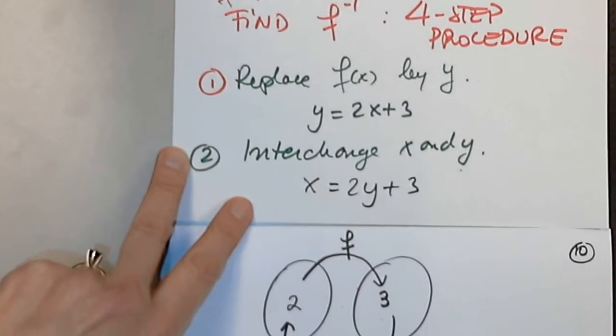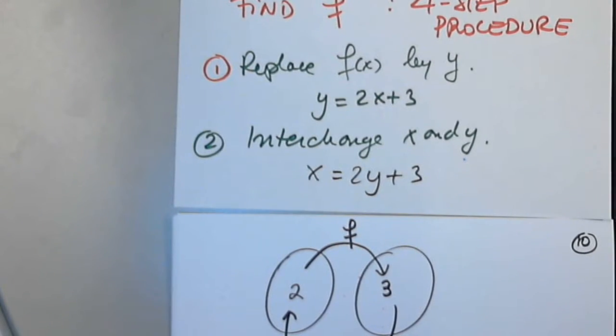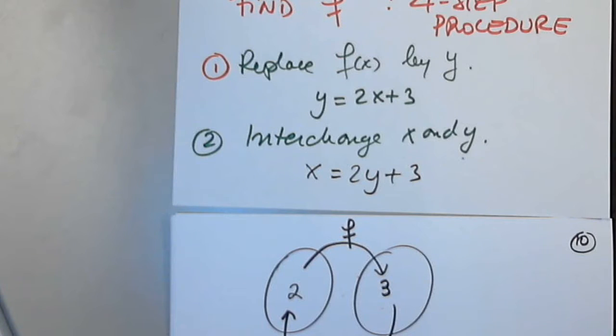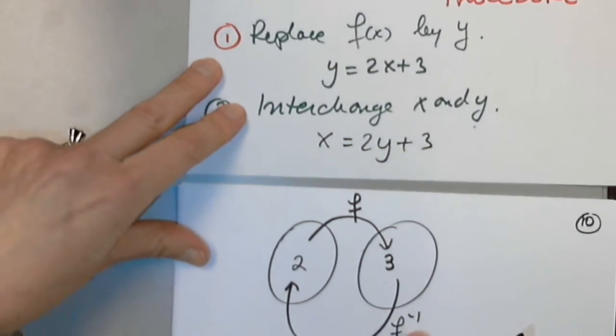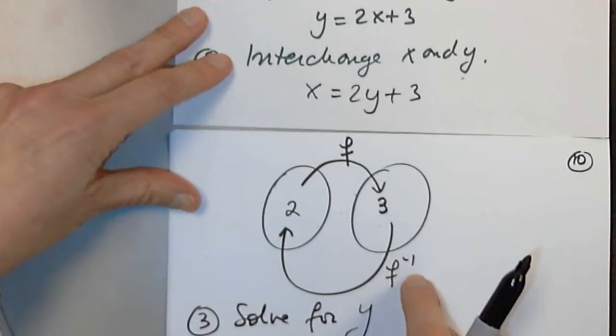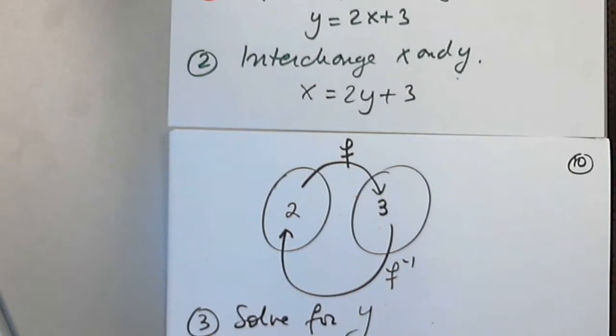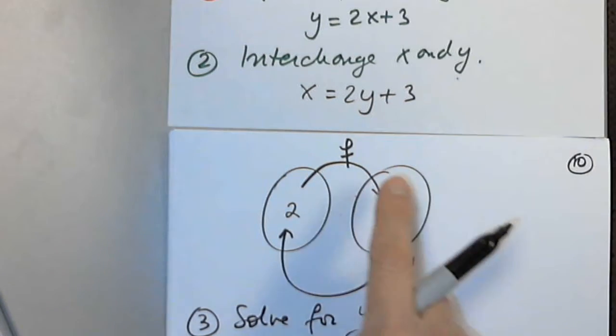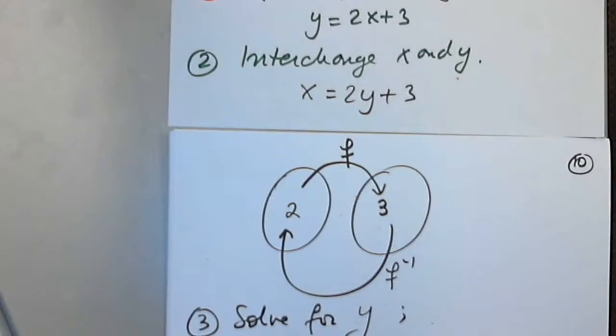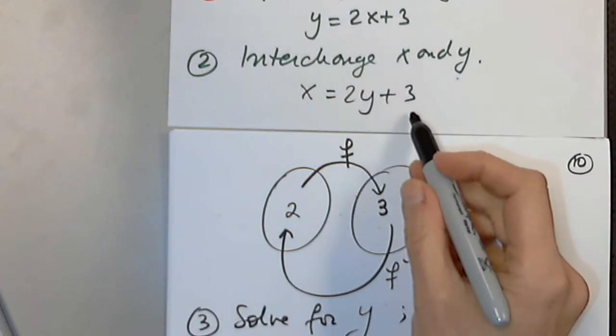In step 3, I want to solve for y. And you tell me what am I after now? Exactly. Because y is f inverse now. Awesome. So please tell me how to solve this equation for y. What will I have to do first? Take 3, subtract 3 from both sides.